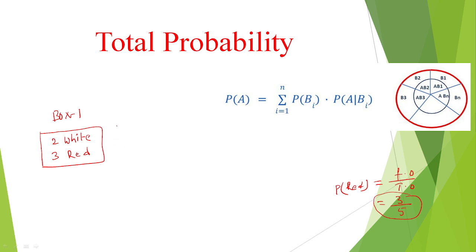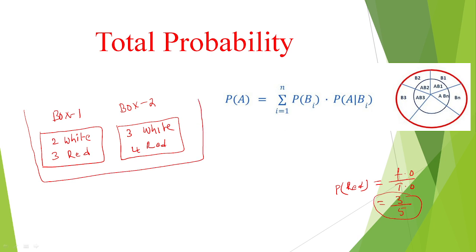But if one more box is there in the same sample space, for example, here box 2 is also there, and it is having 3 white balls and 4 red balls. So this is also in the same sample space. In this case, what is the probability if we select one ball randomly, then what is the probability to get a red ball?